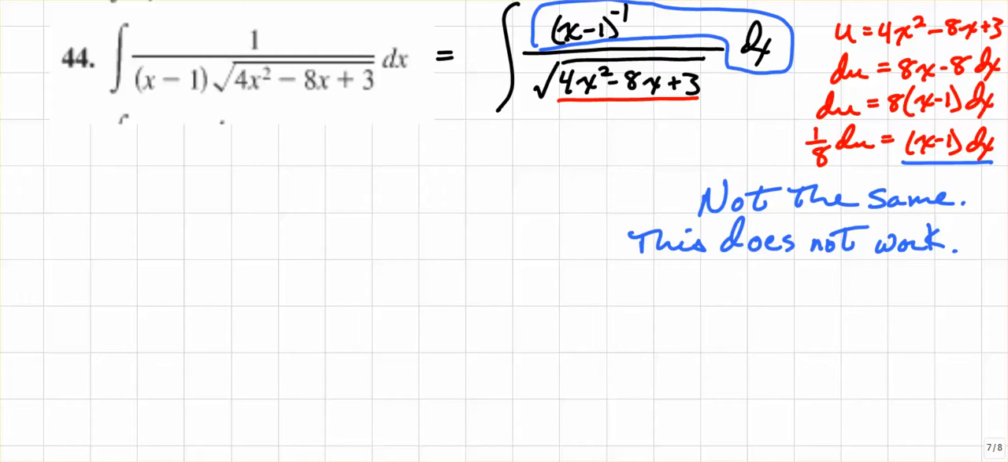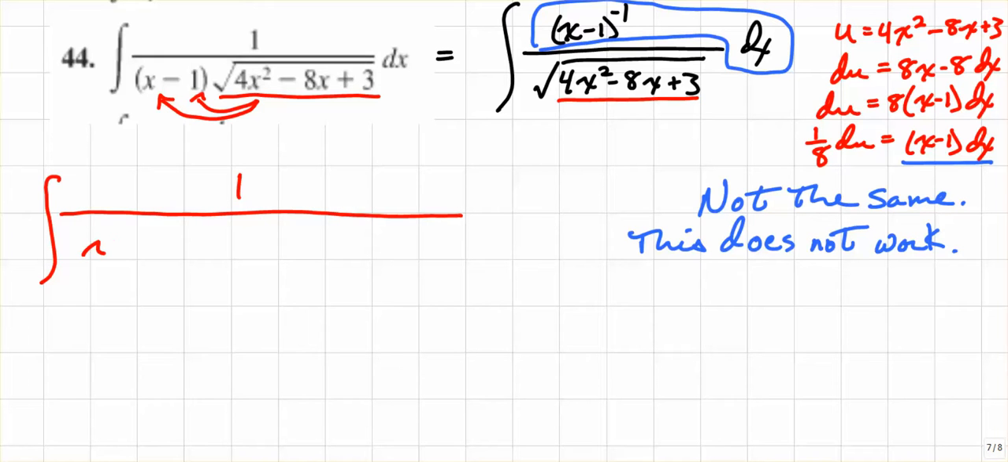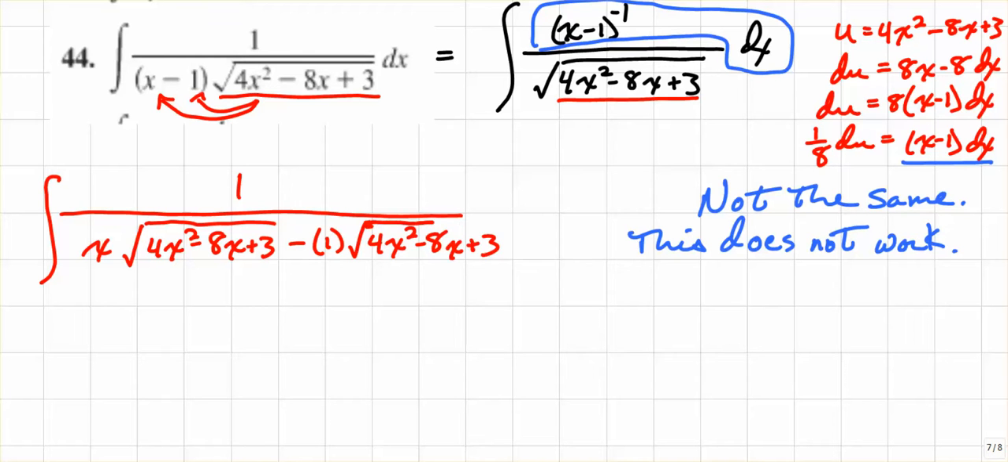So the next thing that I might try is to take this and distribute it over these two values. So that means I now have 1 over the following, which is going to be x times the square root of 4x squared minus 8x plus 3 minus 1 times the square root of 4x squared minus 8x plus 3, and that would be dx.